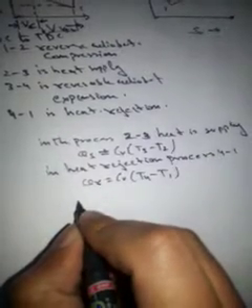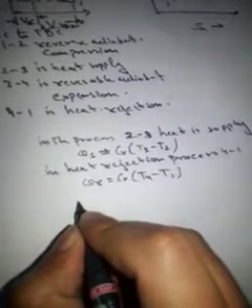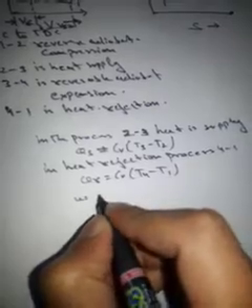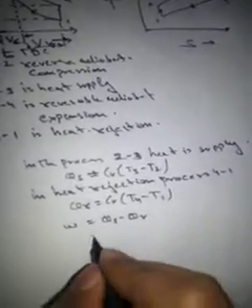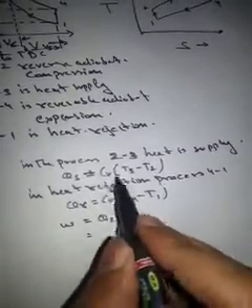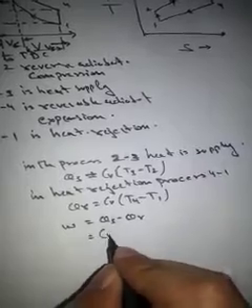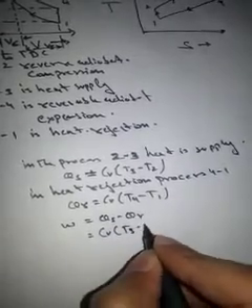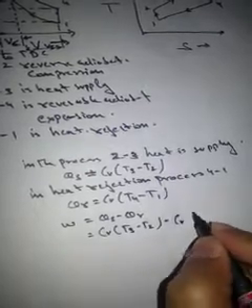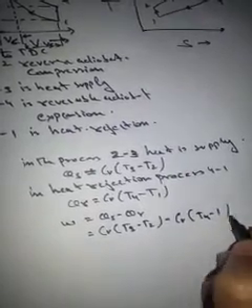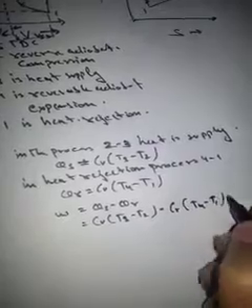The work is done. How do we calculate the work? Work is equivalent to QS minus QR. So QS is Cv (T3 minus T2) minus Cv (T4 minus T1). This is our work done.